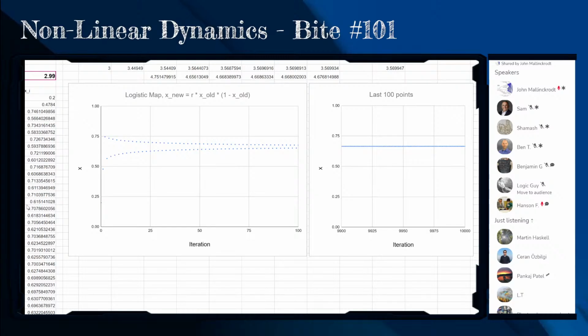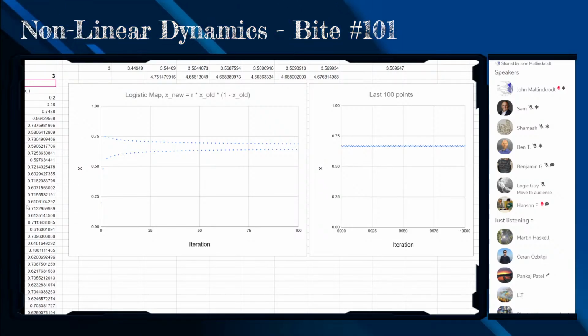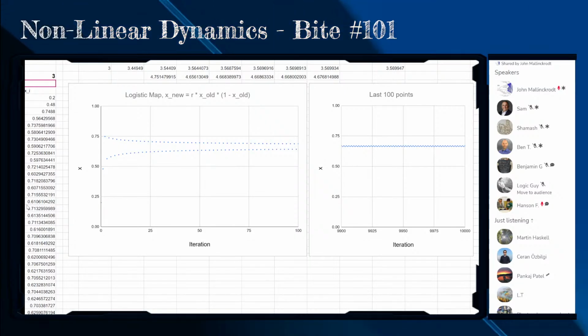And if I go to 3, you'll see that in the main graph, it almost looks like it has stopped converging completely. And if I go out to the last 100 points of the 10,000 iterations that I did, it's still not clear if that's converging or not. There's still an up and down oscillation. Once again, I don't know if you'll see that on a phone, but those points are just barely going up and down.